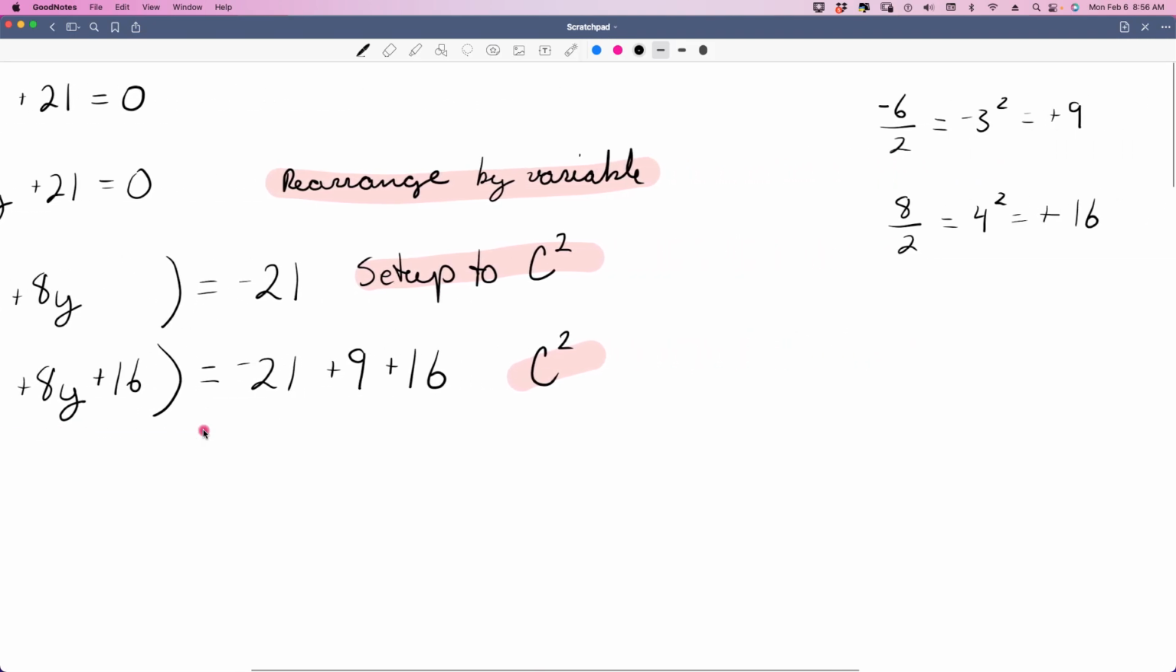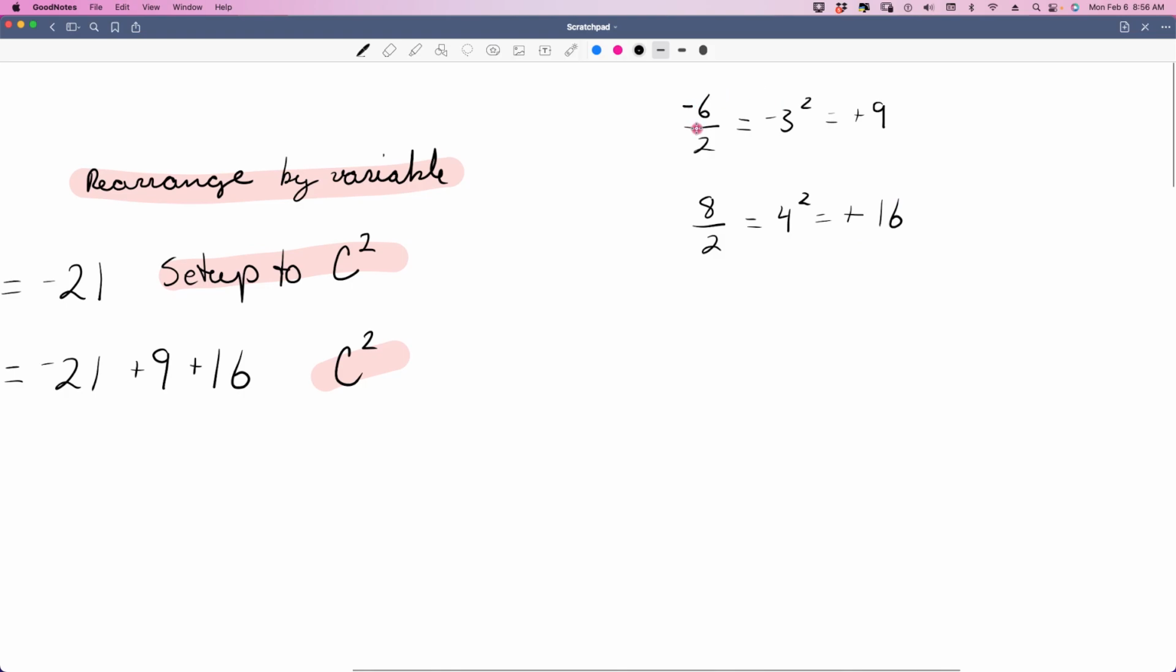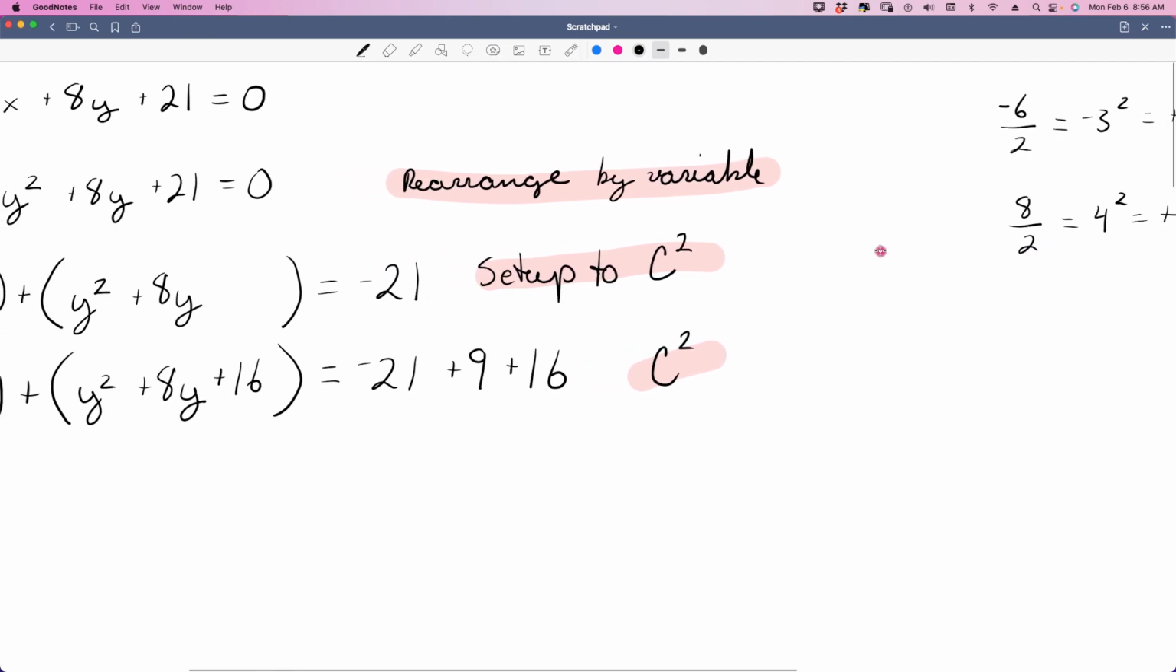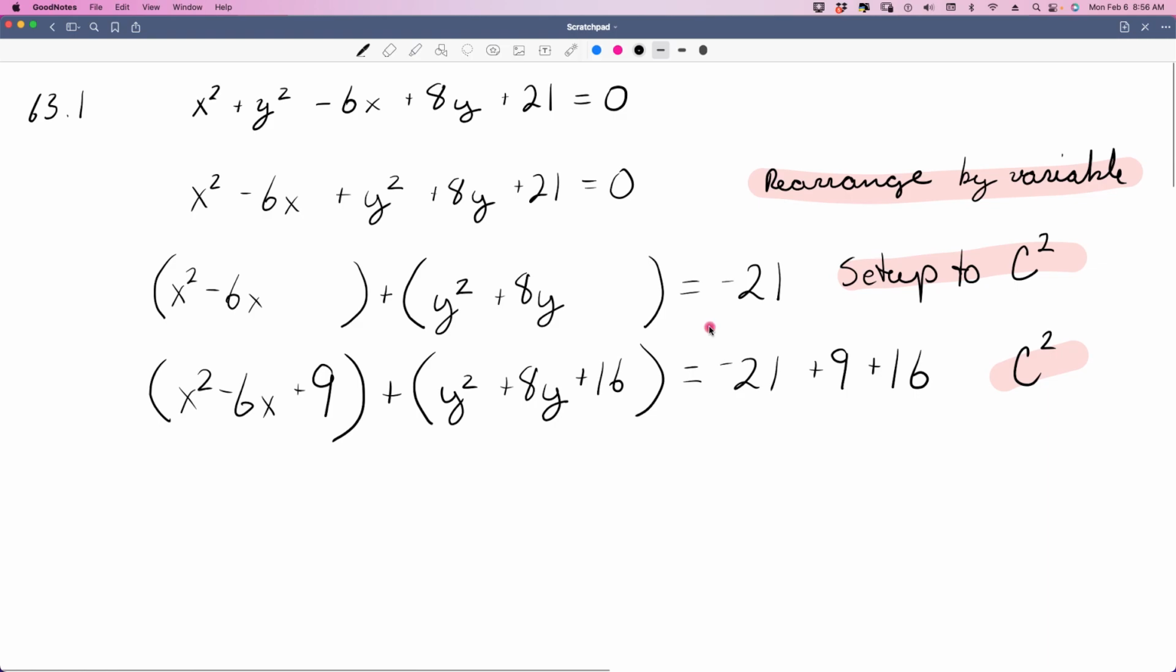I took that middle term. Remember, we take the middle term, divide it by 2, and then we square it. And that gave me a plus 9 for my x term. And I took the middle term, divided by 2, squared it, and that gave me plus 16 for the y term. And then you just add both of those to the right side. So then that is your completion of the square.